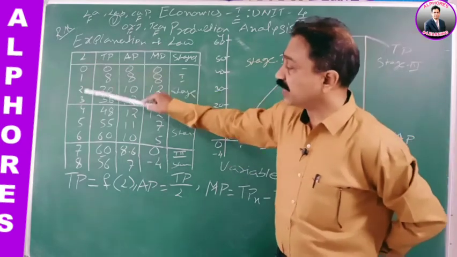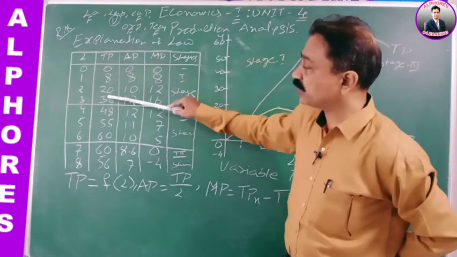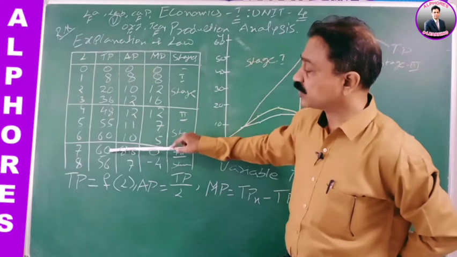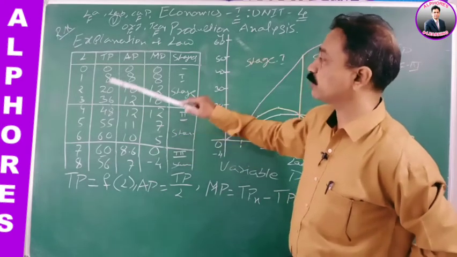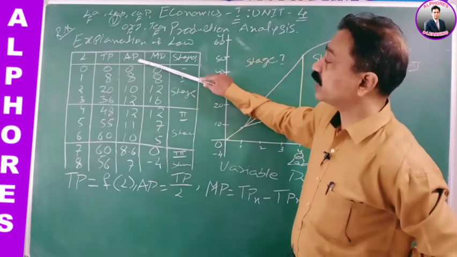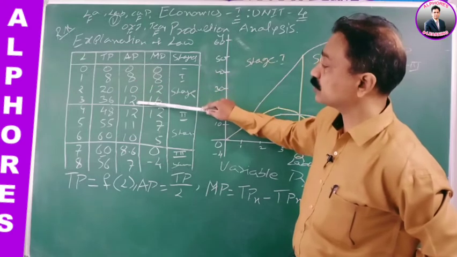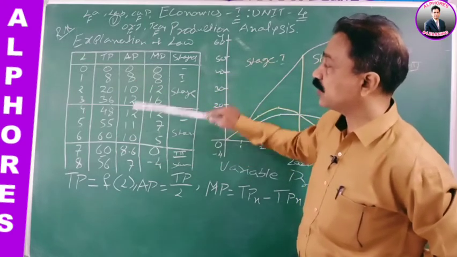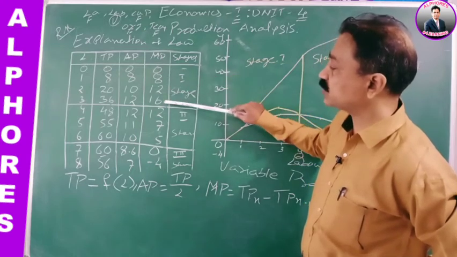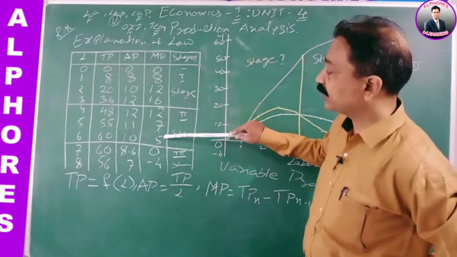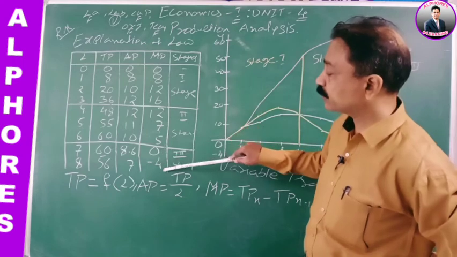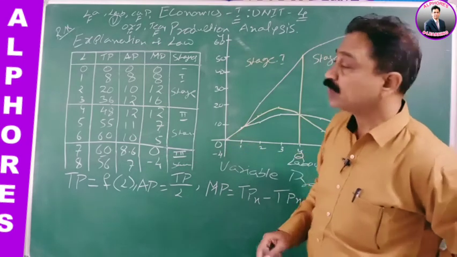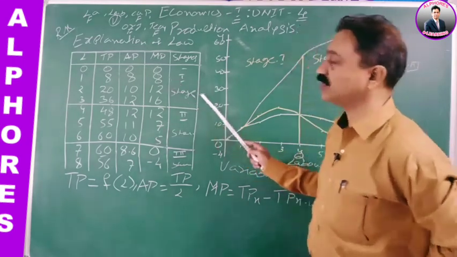So as the labor increased, total productivity first increased, then became constant and decreased. As the labor increased, average product first increased, then became constant and decreased. Marginal productivity first increased, then decreased, then became 0 and negative. So we made them into stages.